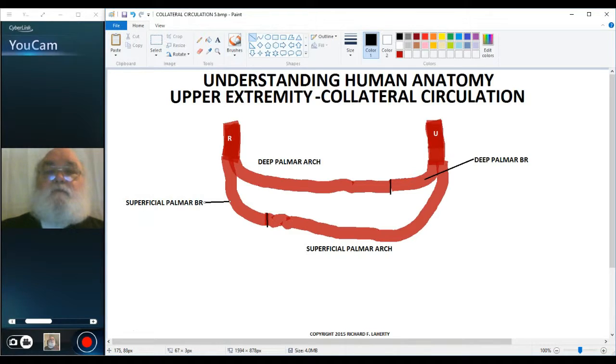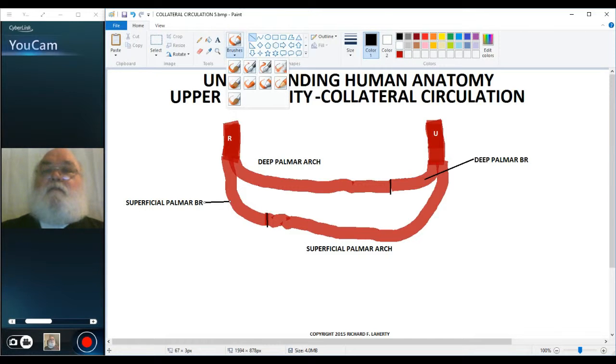Now, this is a very rich collateral route because it affords end-to-end contact, a double end-to-end contact between the radial and ulnar arteries. And if you did have a blockage in one of these arteries, the blood supply would virtually be unimpeded. It's such a rich collateral route.